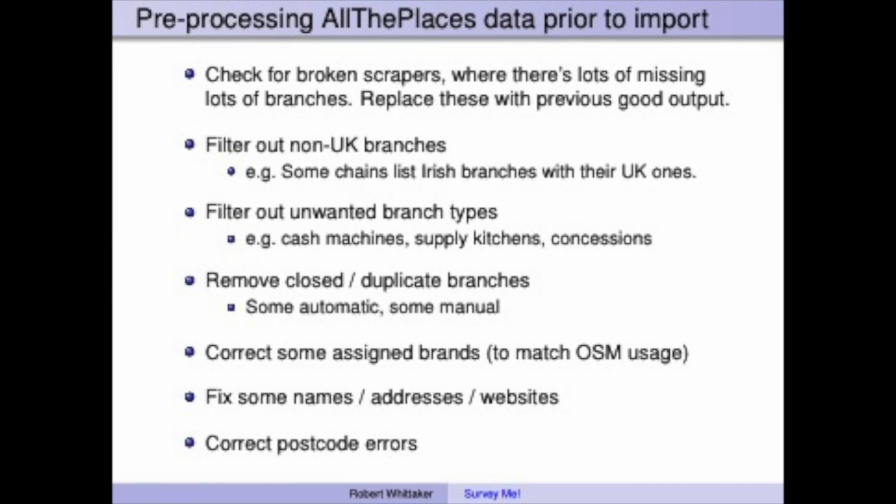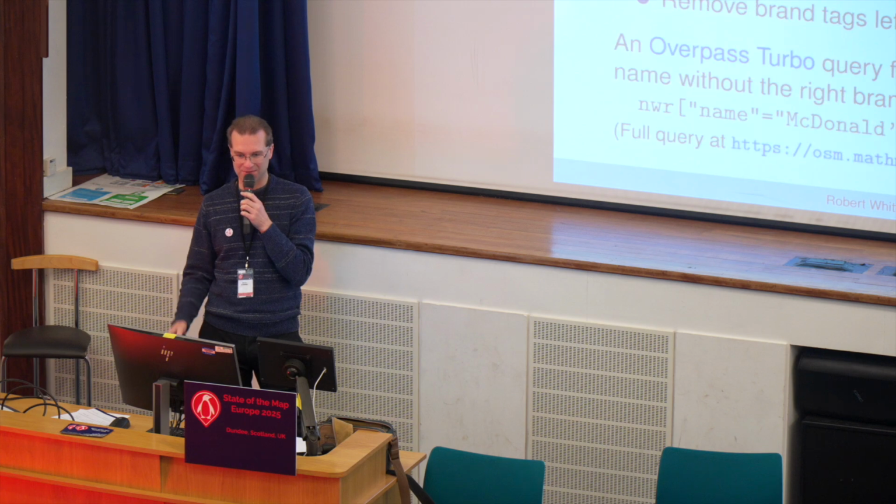Correct some of the assigned brands. So if OpenStreetMap's decided to break Tesco up into Tesco Express and Tesco Extra, you maybe have to do a little bit of work to fix that. And maybe fix some other things as well in the data that might not be quite right.